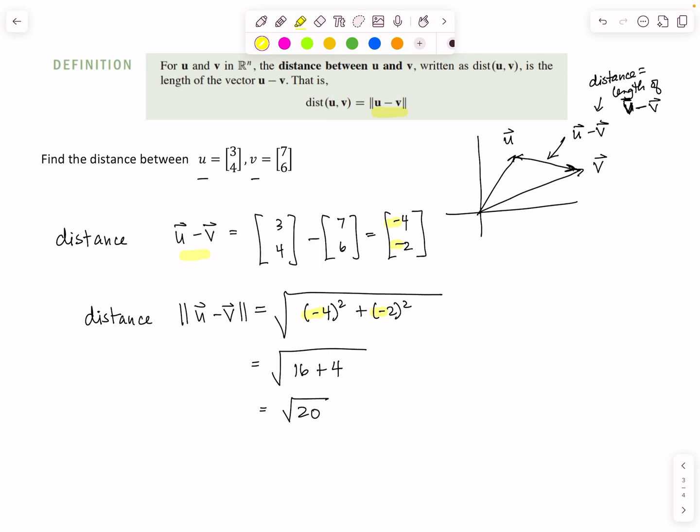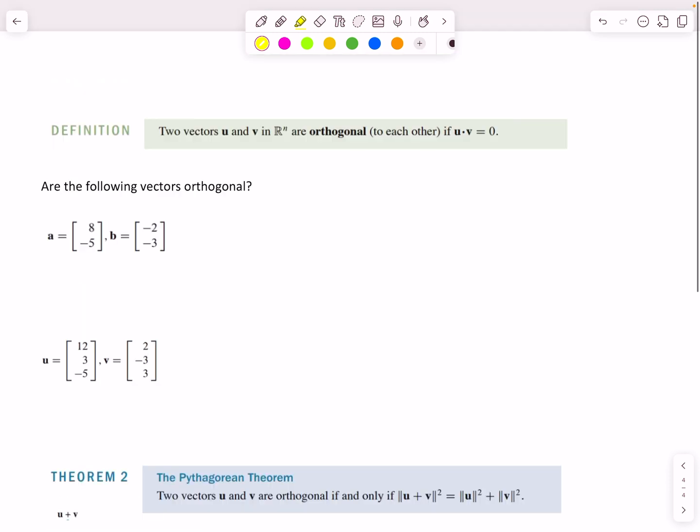All right, and the last thing is another definition, and this is orthogonal. By definition, two vectors are defined to be orthogonal if their dot product gives us 0. So in R2 and R3, orthogonal vectors are perpendicular.